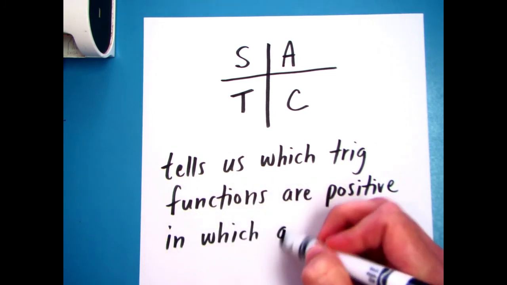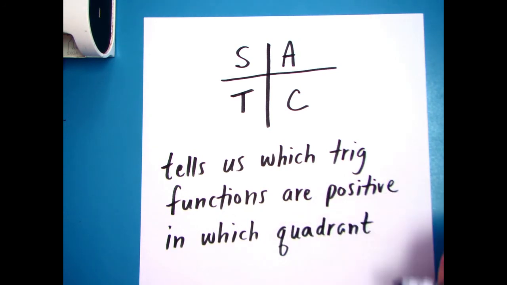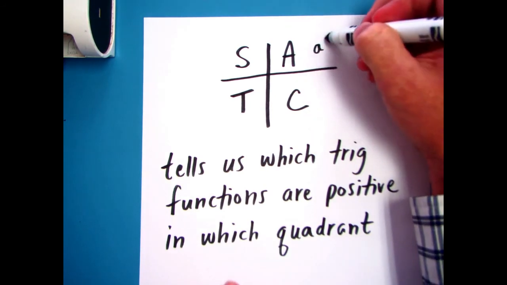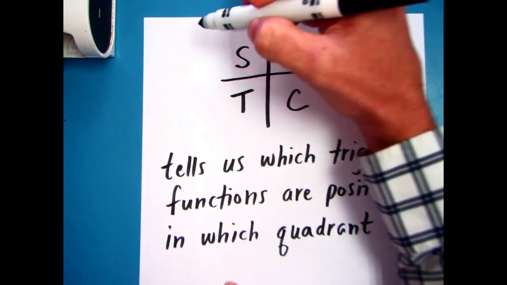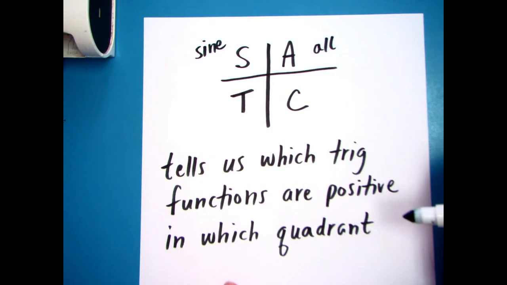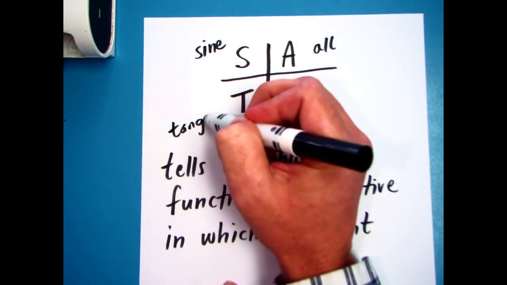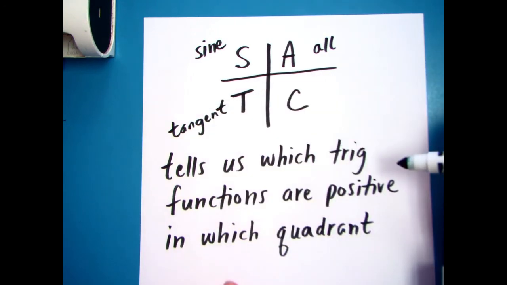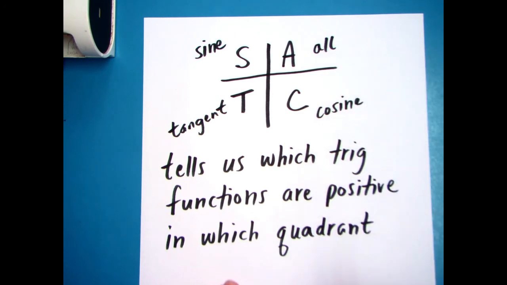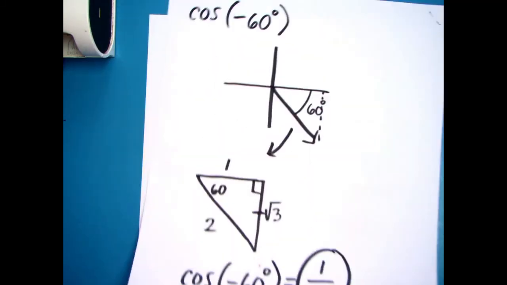So if you look at quadrant 1, quadrant 1 has the letter A. That's going to represent all trig functions are positive in quadrant 1. S is sine, so only sine is positive in quadrant 2. Quadrant 3 is T for tangent, only tangent is positive in quadrant 3. And C is cosine, so only cosine is positive in quadrant 4.